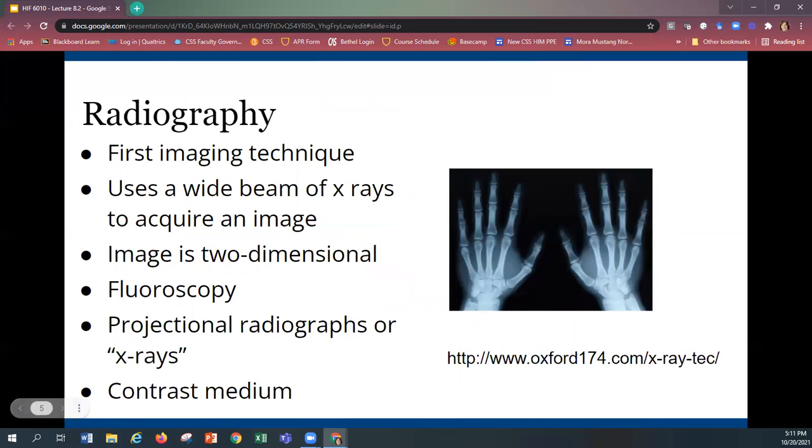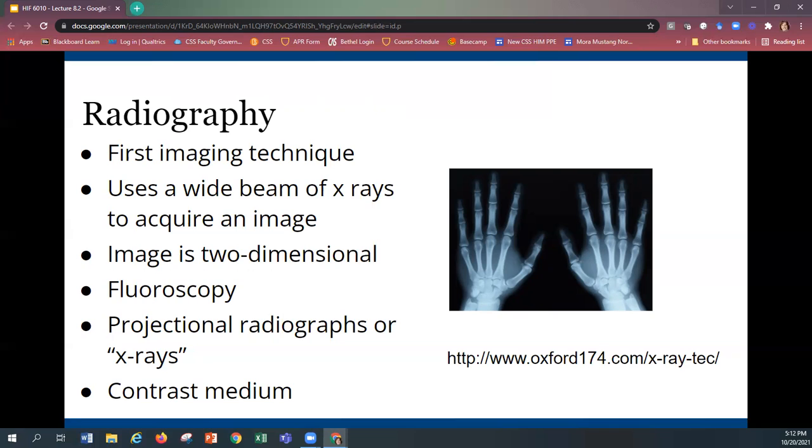So first, radiography. This was the first imaging technique available in modern medicine, and it was developed over a century ago. And so most of you have probably seen an X-ray. Radiography uses a wide beam of X-rays to acquire an image. The captured image is two-dimensional, and there are two types of radiography: fluoroscopy and projectional radiographs.